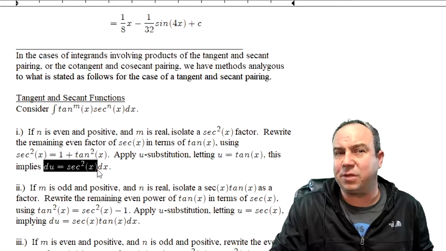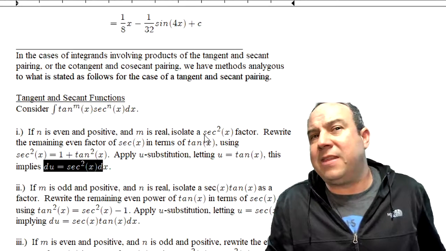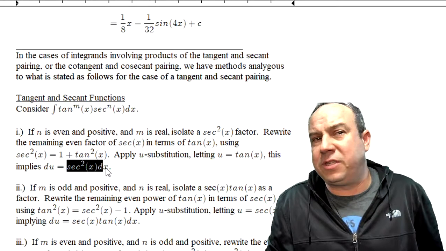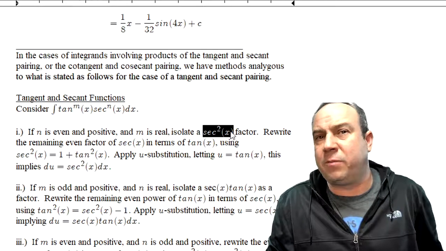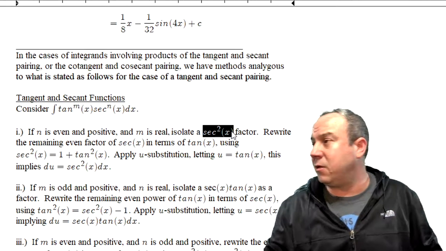This does have the implication that du would be equal to the secant squared of x dx. And that secant squared of x that we will be using down here in our substitution will come from this one that we isolate, just as we had seen back in the sine and cosine strategies.